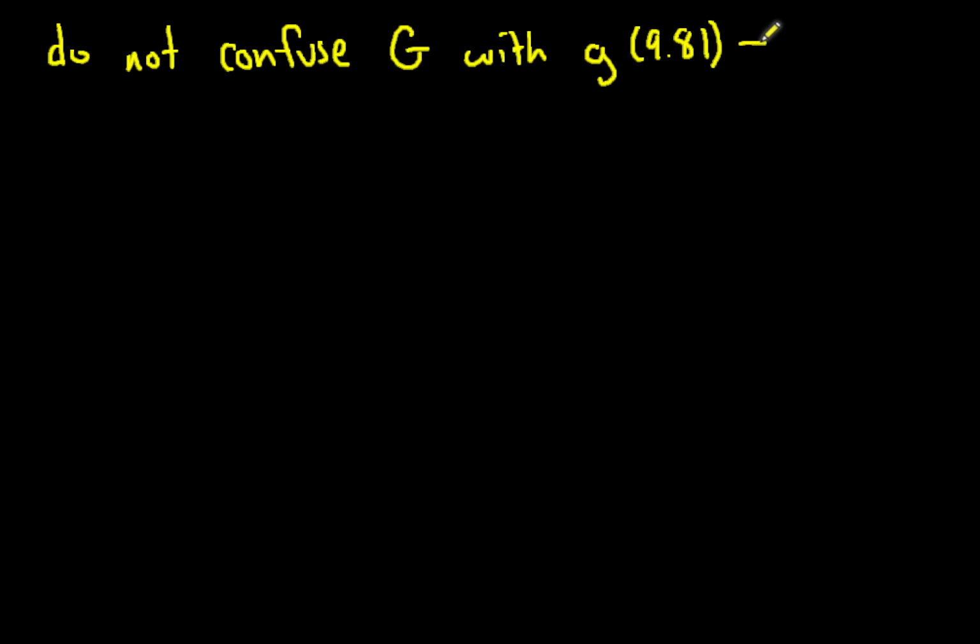Very important, do not confuse capital G, which is the universal gravitation constant, with little g, which is the acceleration due to gravity on Earth, 9.81. They are not the same.